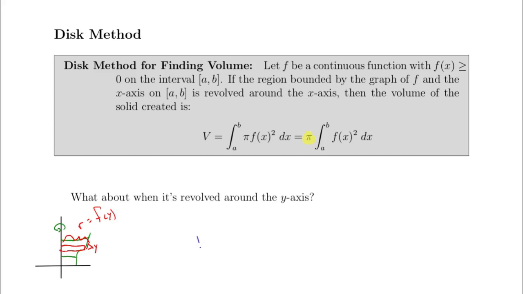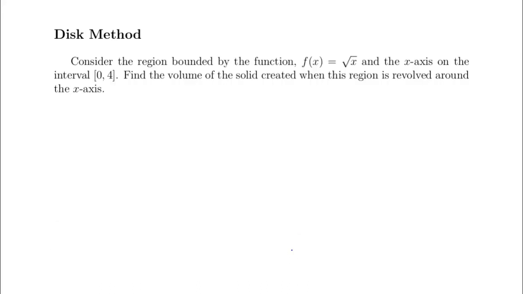So we can say, in this case, our volume is going to be, I like to call it c and d, so we don't get them confused with the x values, a and b. This integral from c to d of pi of f of y squared dy. No big deal. All right, so let's go ahead and take a look at some examples here.